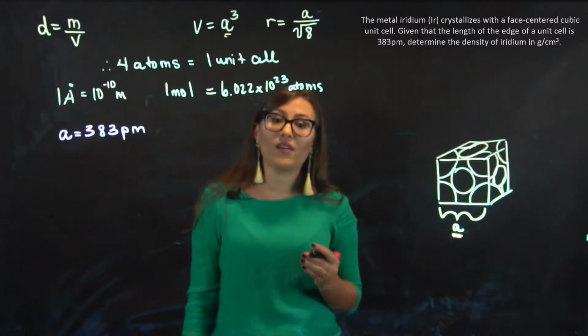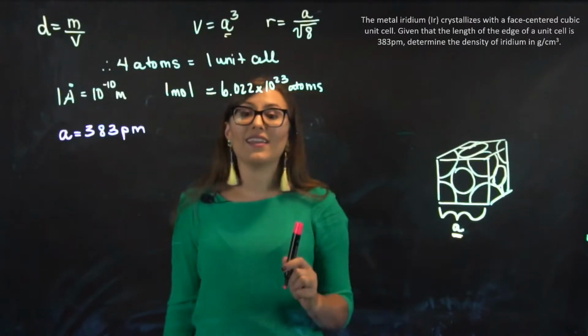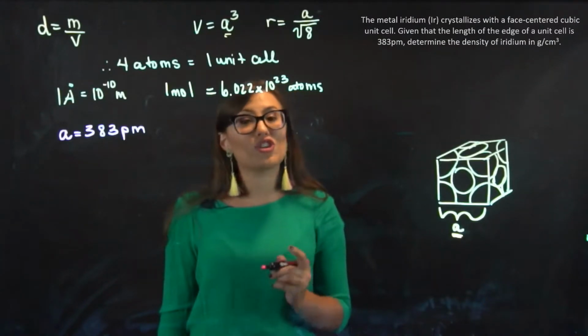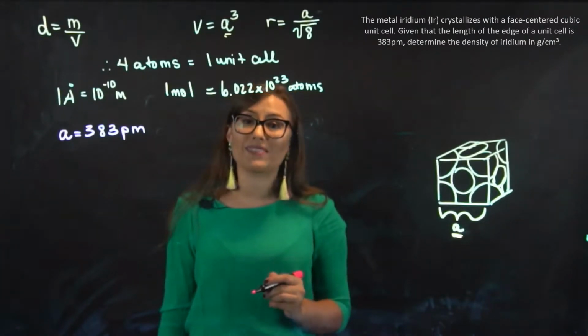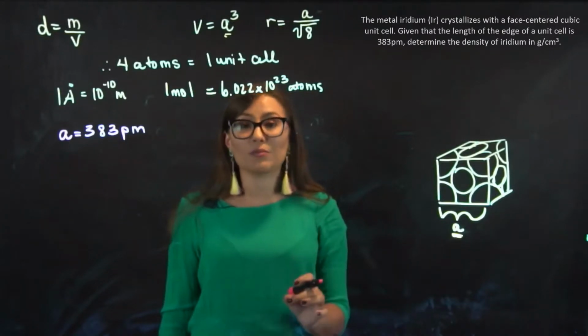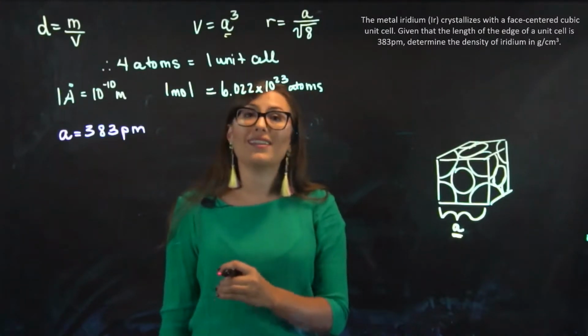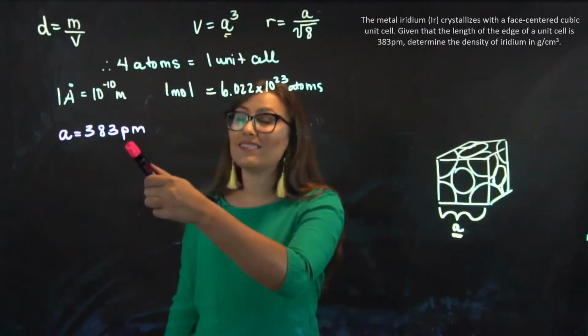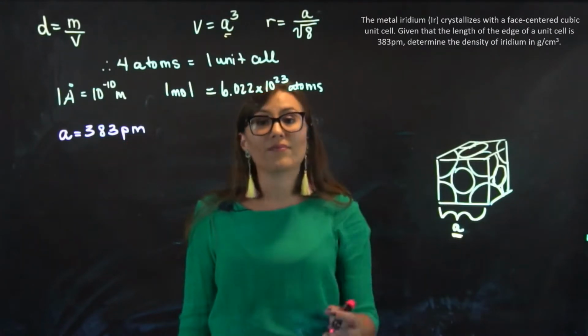The following problem states the metal iridium crystallizes with a face-centered cubic unit cell. Given that the length of the edge of a unit cell, so a, is 383 picometers, determine the density of iridium in grams per centimeter cubed. This is very similar to the problem that we just approached, but instead of finding radius, we are now determining density based off of a.